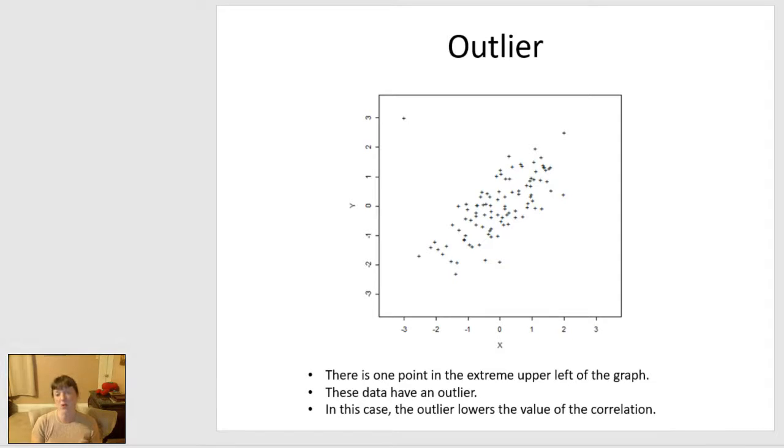And in our class, the way we're going to deal with it is by not calculating the correlation, by saying this is an outlier problem. I should not calculate the correlation here. And you can only do that by looking at scatter plots.